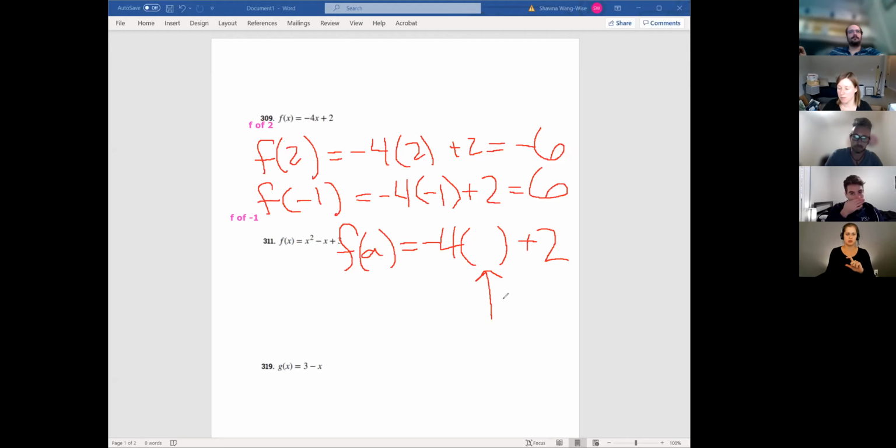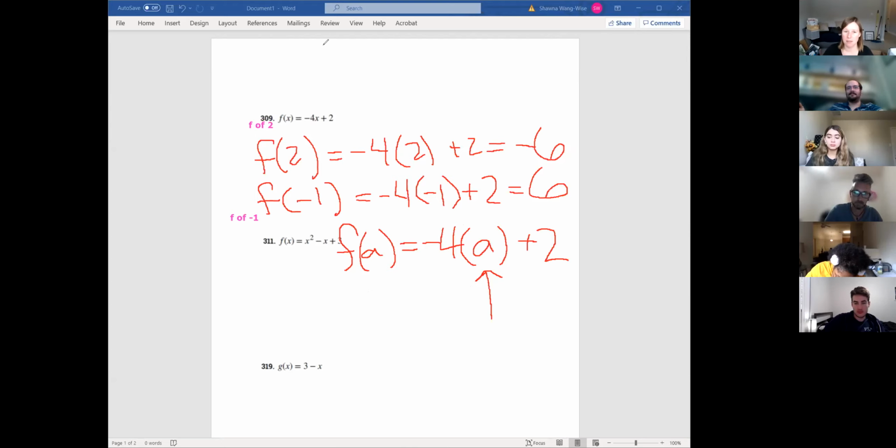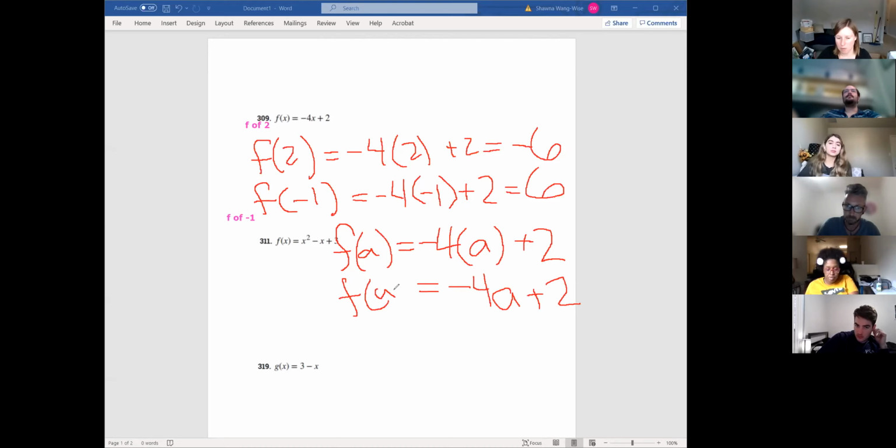Nothing maybe, or I guess A, I don't know. A, yep, exactly, just A. So we could simplify it a little bit, but not really. We're just going to get -4A, right? Because -4 times A is just -4A. So it's kind of a boring answer because we didn't really get to do anything with it. But that's it. You can't simplify it anymore.